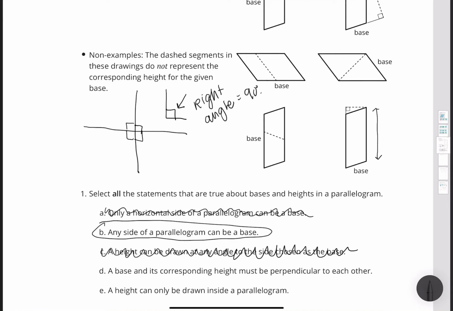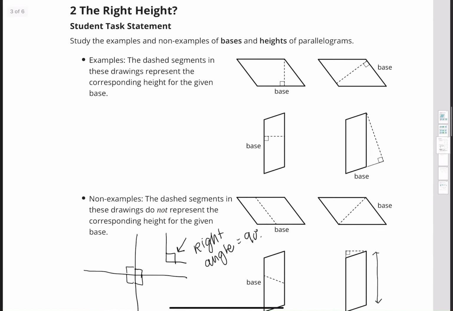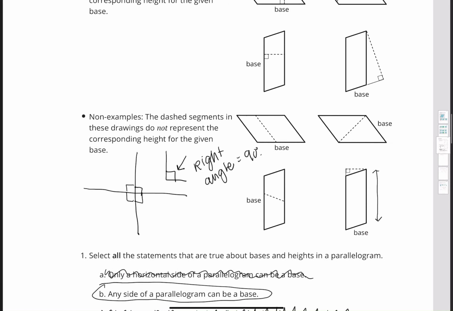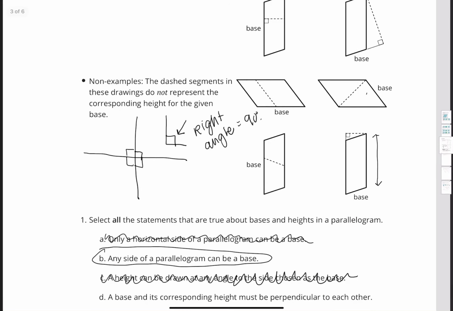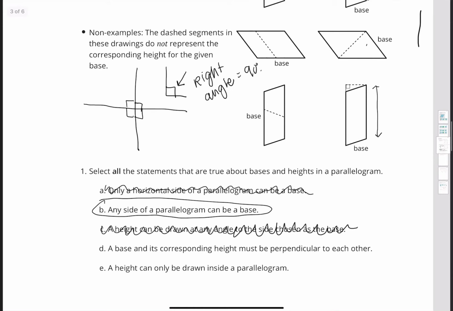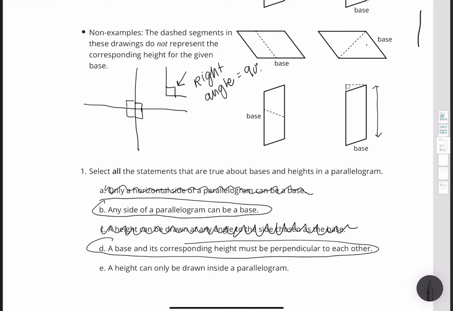Okay, so let's look at the ones that indicate the height correctly. When I look at the ones that indicate the height correctly, I see that little box that indicates a 90-degree angle. However, when I look at the non-examples, I don't see that little 90-degree angle symbol. So I can declare that D is correct.